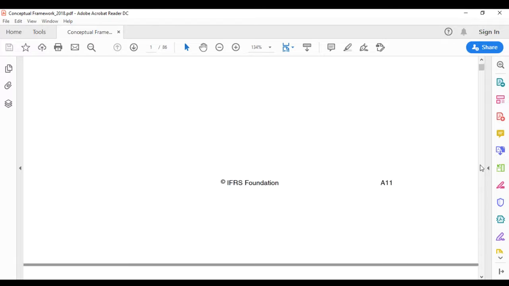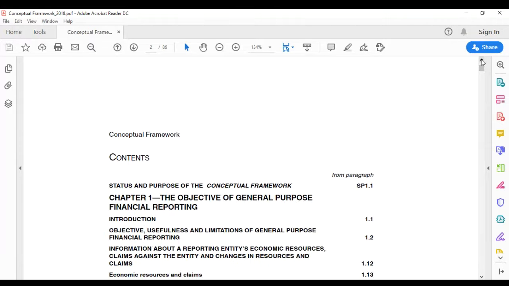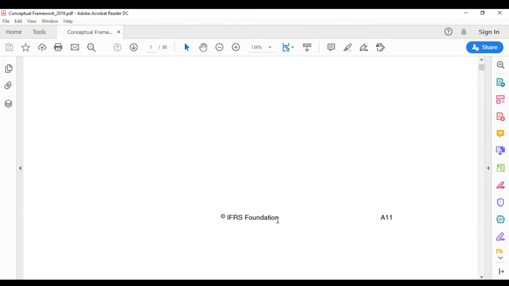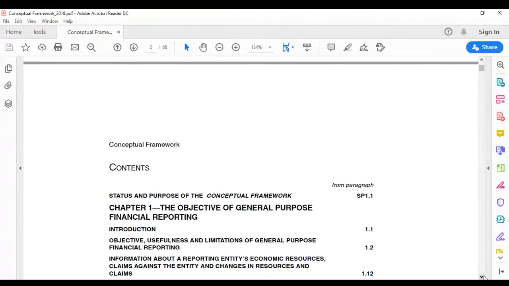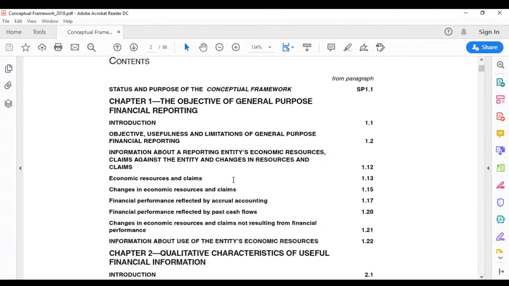So let's just have a look at the table of contents. There you can see this is issued by the IFRS Foundation, the International Financial Reporting Standards Foundation, and the active body is the International Accounting Standards Board. So there are, I think, 8 or 9 chapters to this document. Chapter 1, we are briefly going to discuss the objective of general purpose financial reporting. What will be quite important for us is that little paragraph there, economic resources and claims, also changes in economic resources and claims.